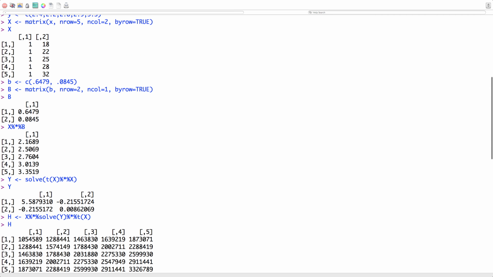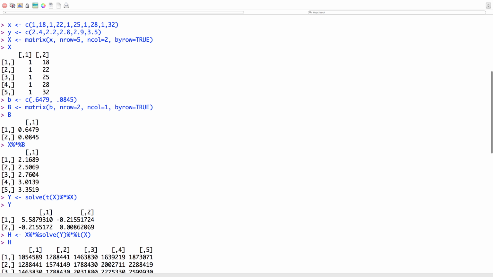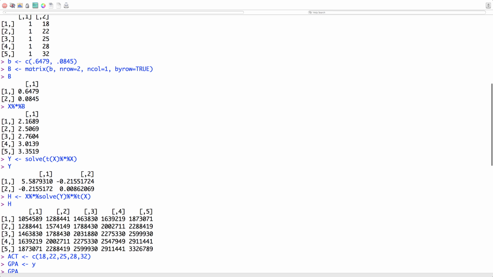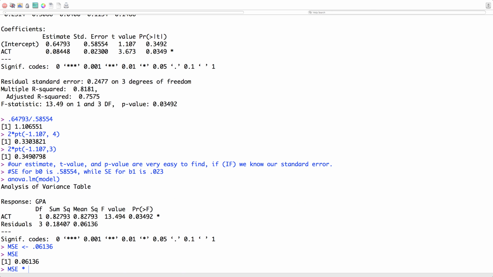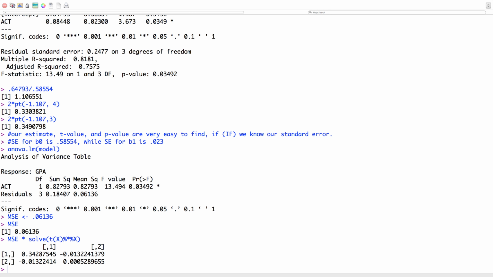Let me see what I've actually got. So I've got matrix X. All right, so I need to go solve, so I can get the inverse of the product of X transpose X, percent-star-percent X. And of course, the solve part gives me the inverse. Now, guys, what we're going to get here is a 2 by 2 matrix.